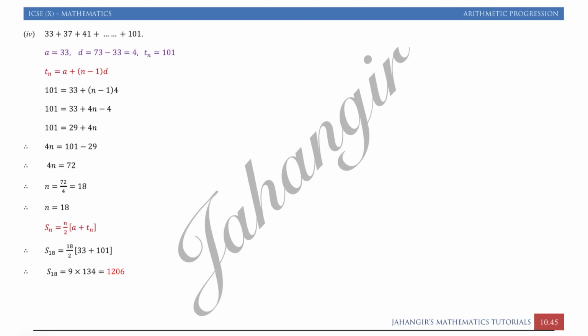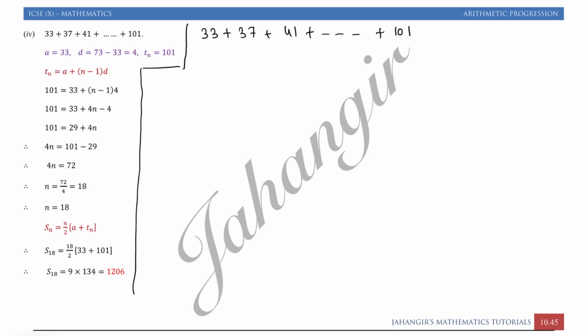Now question number 4 is a little bit different from what we had done. Here find the sum of 33 plus 37 plus 41 plus dot dot dot plus 101. Here we don't have the number of terms. So what does it mean? We have to find the sum from 33 to 101. 101 is our last term.